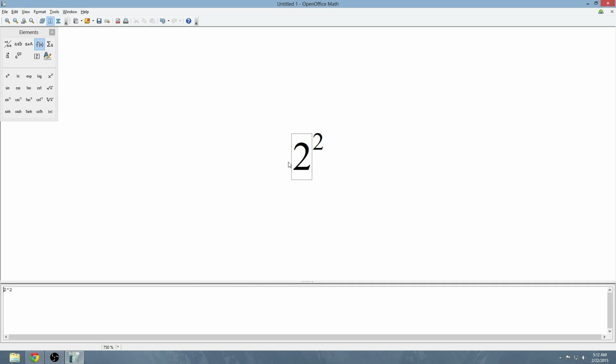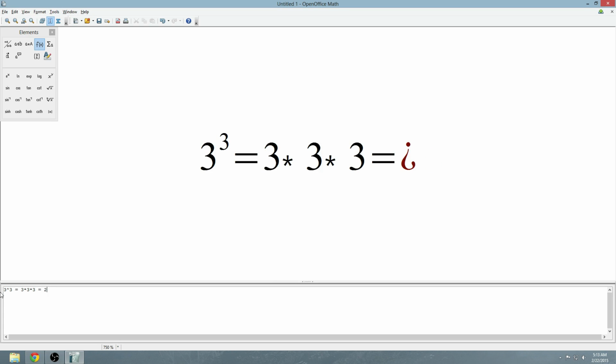The base would represent the number being multiplied, and the exponent would represent the amount of the number. So what I mean by that is, let's say 2 to the third. That means it's 2 being multiplied 3 times. Now this can be used for any number such as 3 to the third, which is equal to 3 times 3 times 3. 3 multiplied 3 times, which is equal to 27.